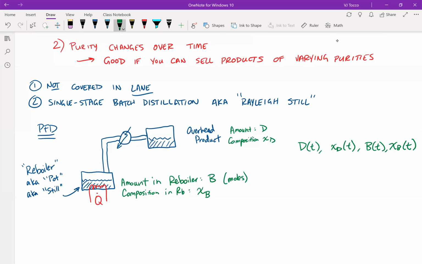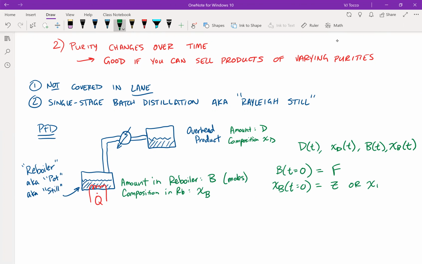That's a big part of doing a batch process. You have to know how it starts. So just like in continuous distillation, we typically know what we start with. And for Rayleigh still analysis, I'm going to call B at time equal to 0, just to be super clear about that, B at time equal to 0 is called F for the feed amount. And XB at time equal to 0, we will call Z.